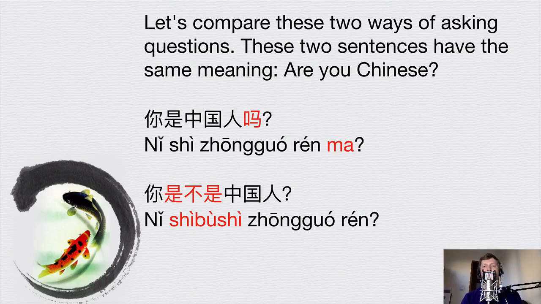Okay, so now let's compare the two different ways we've learned of asking questions. A question with a statement and ma at the end, and a question with a verb repeated with bu in the middle. The first way of asking this question, are you Chinese, would be 你是中国人吗? And the second way would be 你是不是中国人? Literally, you are not a Chinese person.